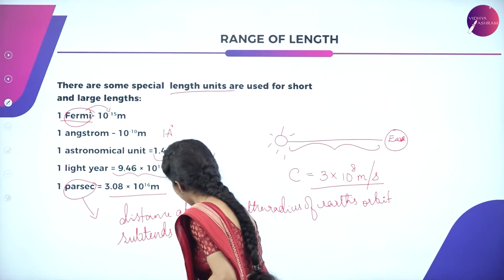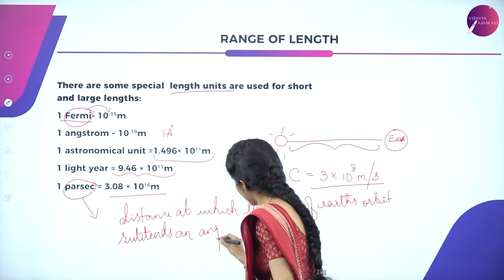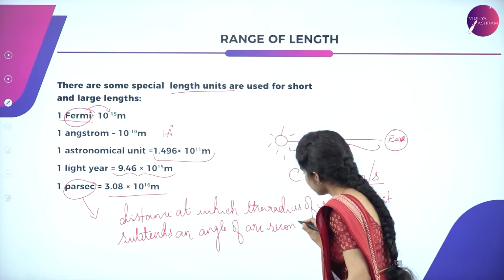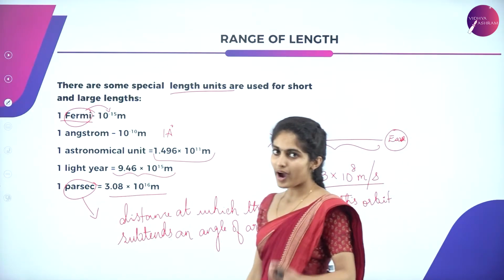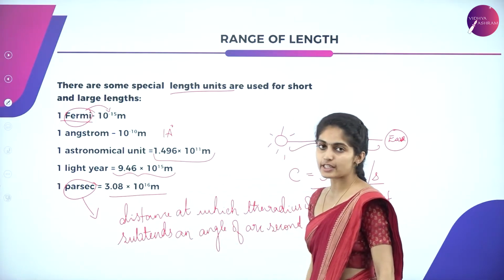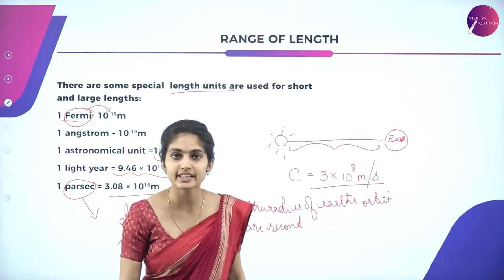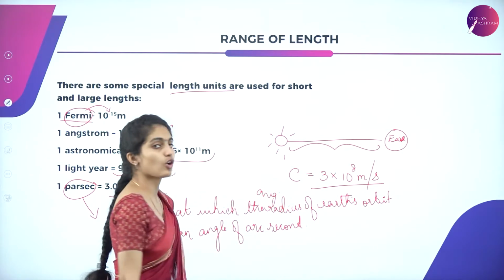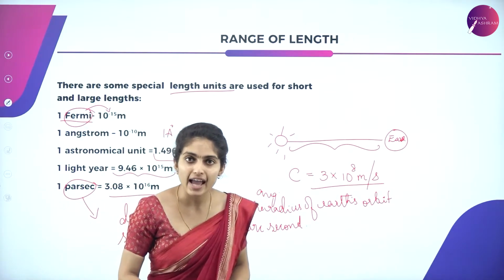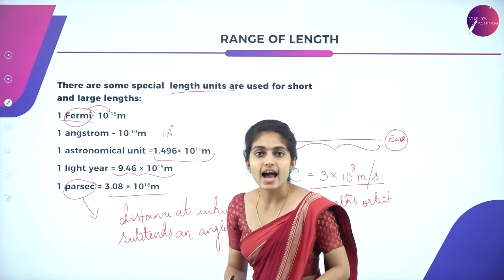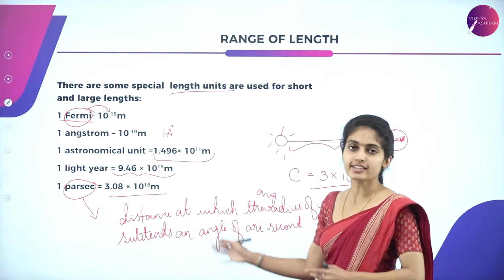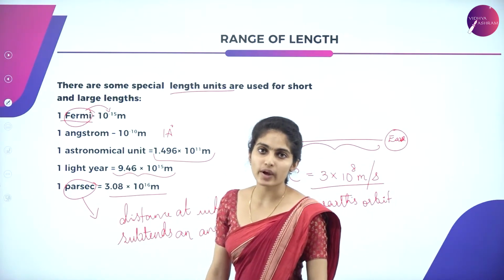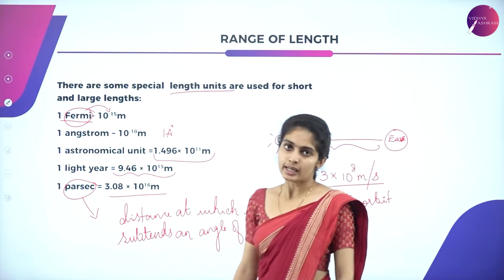Subtends an angle of one arc second. That is called a parsec. So 1 parsec is the distance at which the average radius of the Earth's orbit subtends an angle of one arc second. So that is called a parsec, and the value of 1 parsec is 3.08 into 10 raised to 16 meters.